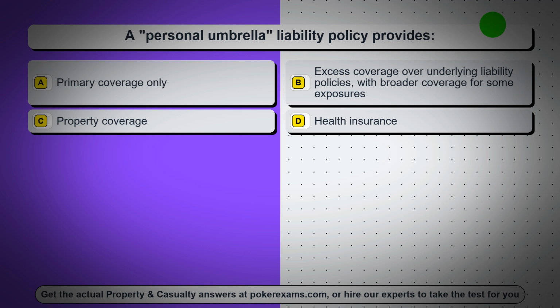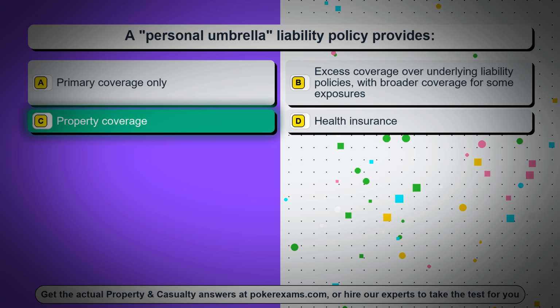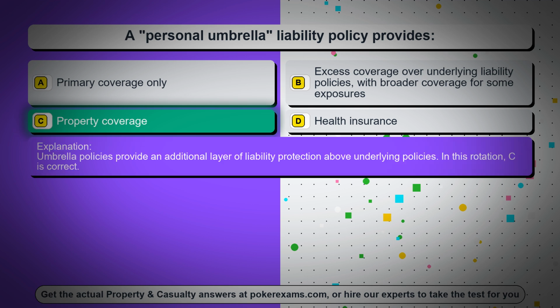Question 61. A personal umbrella liability policy provides, option A, primary coverage only, option B, excess coverage over underlying liability policies, with broader coverage for some exposures, option C, property coverage, option D, health insurance. The correct answer is option C, property coverage. Umbrella policies provide an additional layer of liability protection above underlying policies. In this rotation, C is correct.